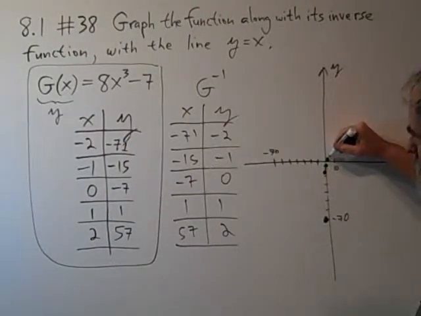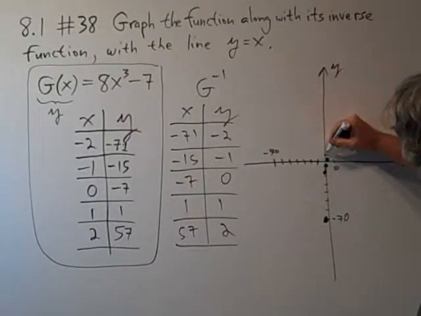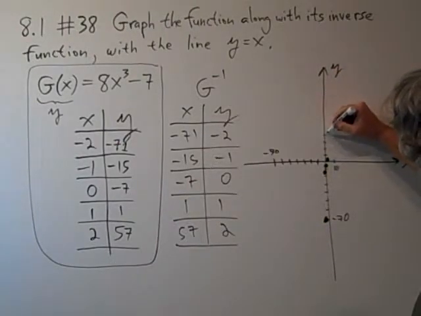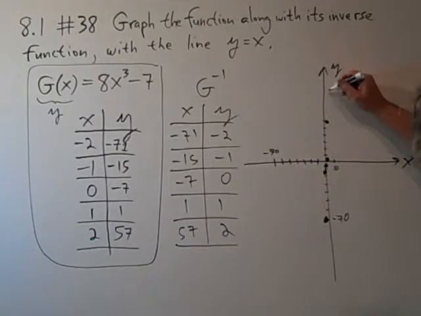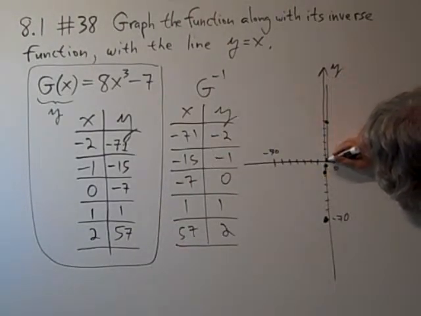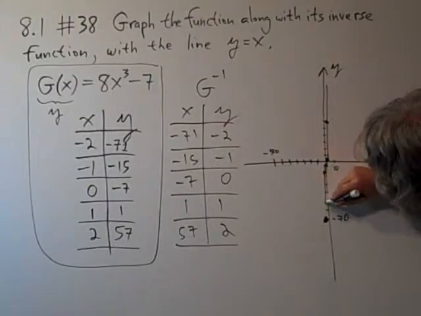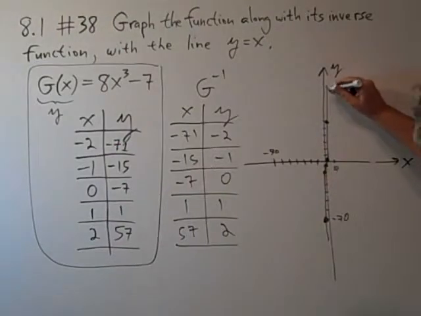So at 2, we're going up to 57. Let's say that's 10, 20, 30, 40, 50, 60. So if we go over 2, we go up to way up here. So the graph of this function looks very steep indeed. And then it does a little zigzag ever so subtly. It looks almost vertical, but it isn't. That's the graph of the function g.